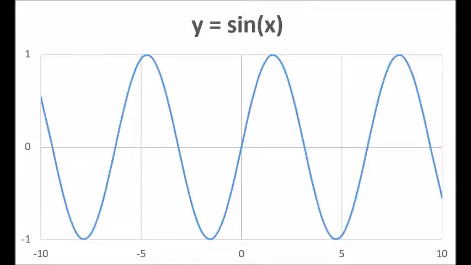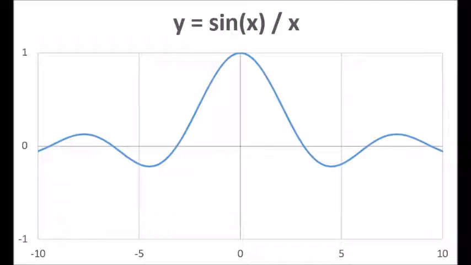Plotting y equals sine x, we see that the curve crosses the horizontal axis at integer values of pi, including 0. Next, plot y equals sine x divided by x. The curve looks a little different. In particular, the amplitude dampens out the further we get from the center. However, with the exception of x equals 0, this function has the same roots as sine x. It crosses the horizontal axis in the same locations.